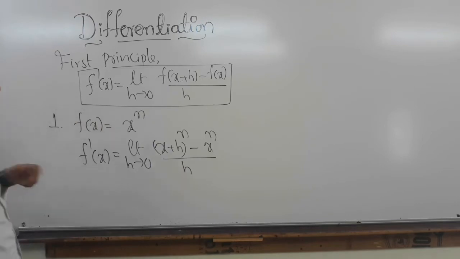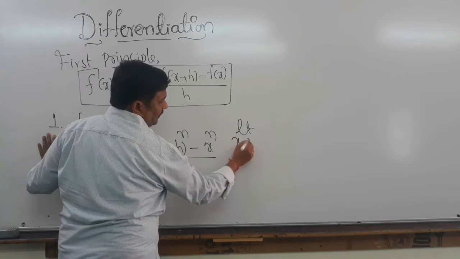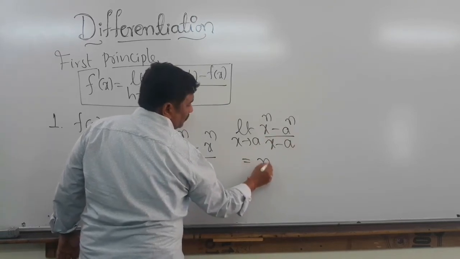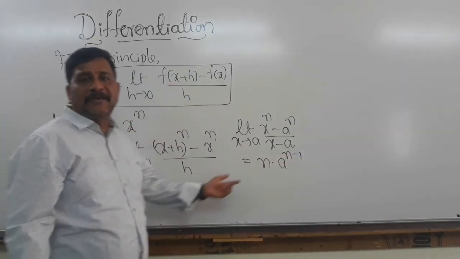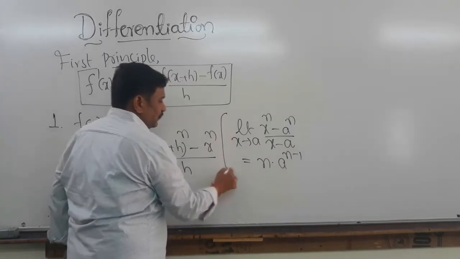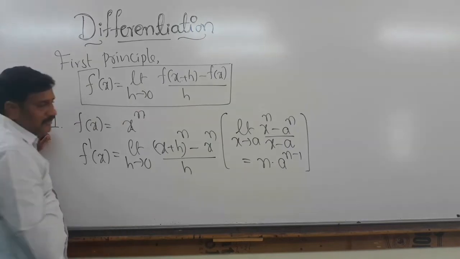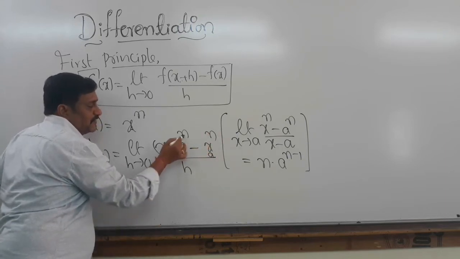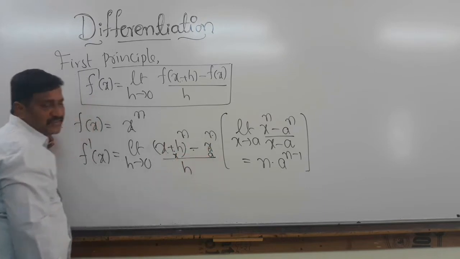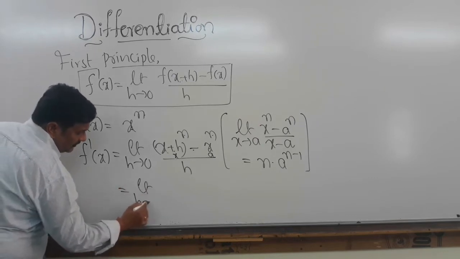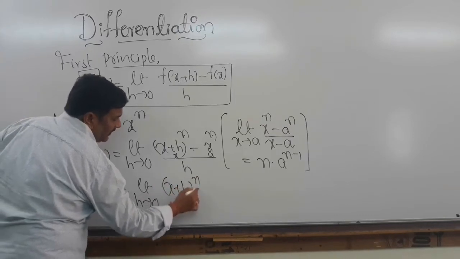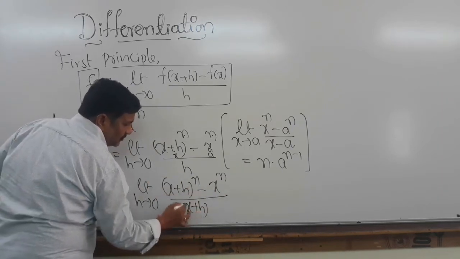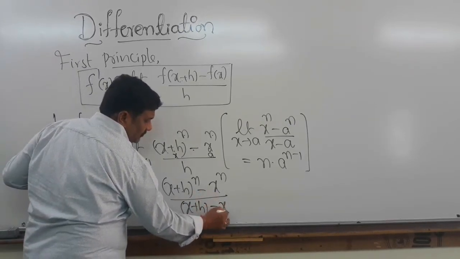So the limits formula you know, the standard formula: limit x tends to a, x raised to n minus a raised to n upon x minus a is equal to n into a power n minus 1. We already know this standard limit formula. Now by using this standard formula we are finding this limit. Here x plus h you take as x, and this a you take as a, so it is in the form of x power n minus a power n upon x minus a. Limit h tends to 0, x plus h whole power n minus x power n upon h, where h is x plus h minus x.